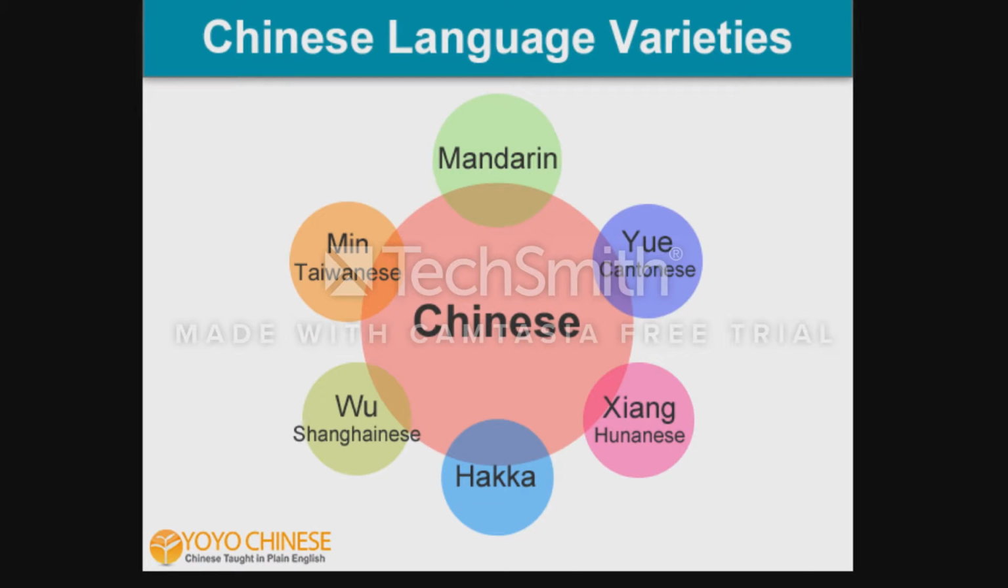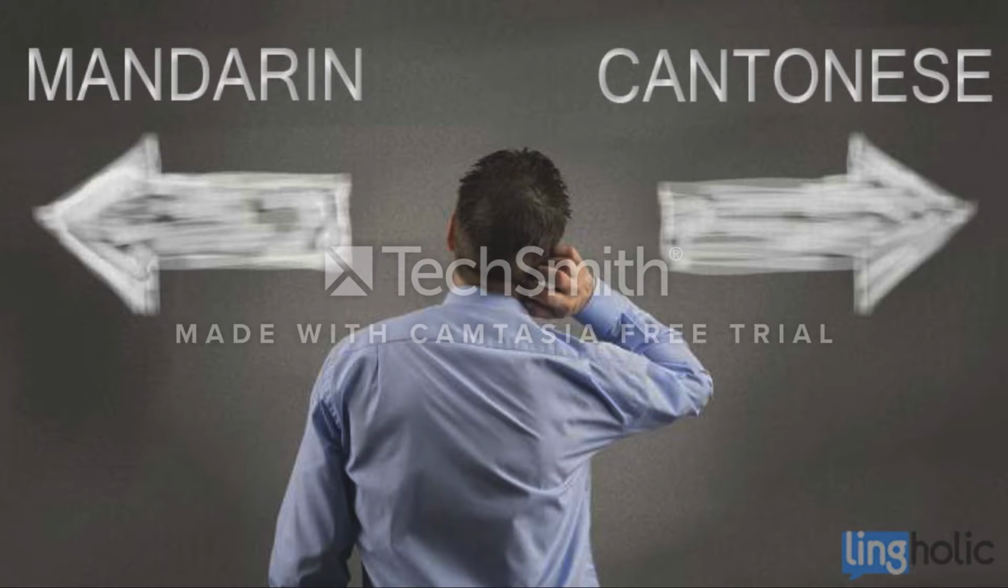Chinese language is comprised of 6 main dialects. Mandarin is considered to be the official language of China. However, about 30% of the population still cannot speak Mandarin, as Cantonese is spoken by more than 60 million people.